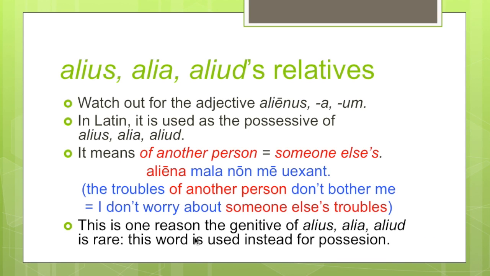By the way, this is one reason the genitive of alius, alia, aliud is rare. You may remember that I told you that the genitive is very rare. This word is used instead for possession. You don't use the genitive of the word alius, alia, aliud for possession. Instead, use the special adjective alienus.